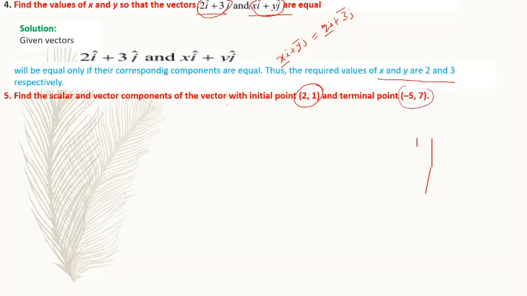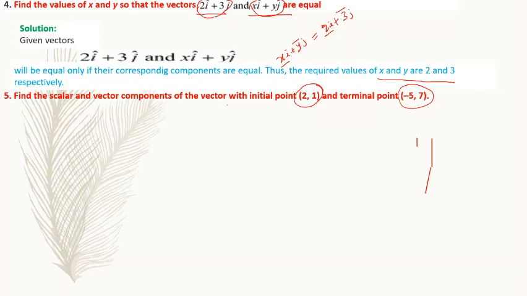Dear students, already we know that to find out the vector components of PQ or AB or whatever it is, compulsory we must have a clear idea about its initial point and terminal point, correct? So here they are given the initial point and the terminal point. Okay, so now find the scalar and vector components of the vector they are asking. That means we need to find a new vector.